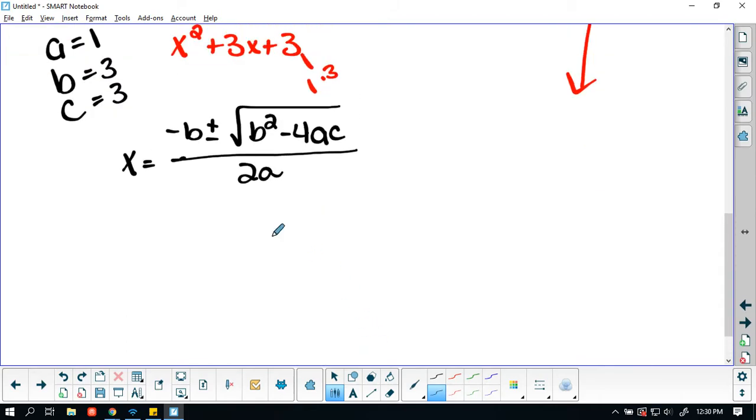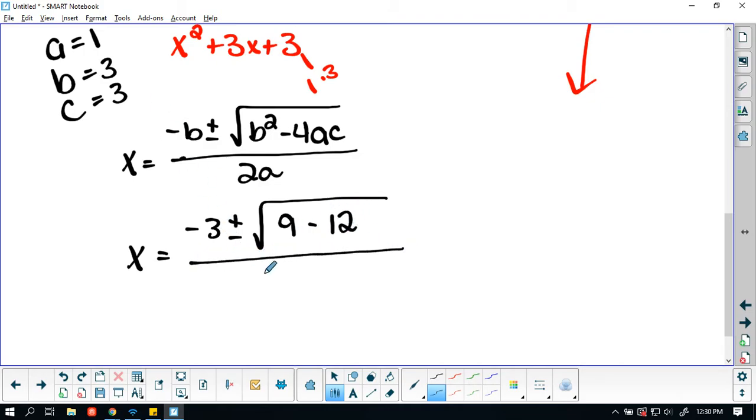Okay, substituting the values in, I get x equals negative 3 plus or minus the square root of 3 squared. 3 squared is going to be 9, minus 4 times 3 times 1, so minus 12, all divided by 2 times A, which is 2 times 1, which is 2.